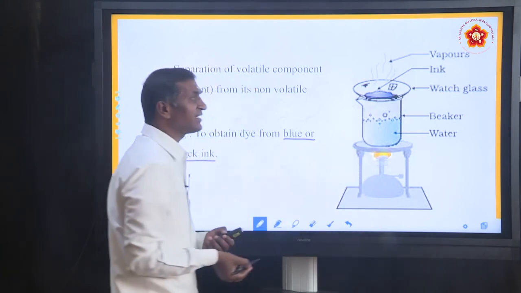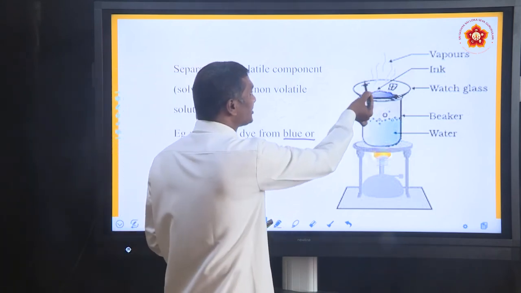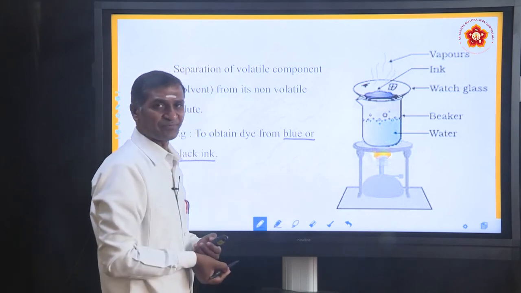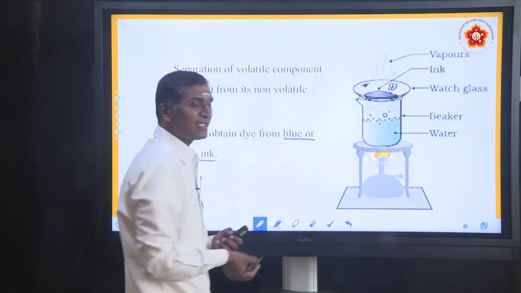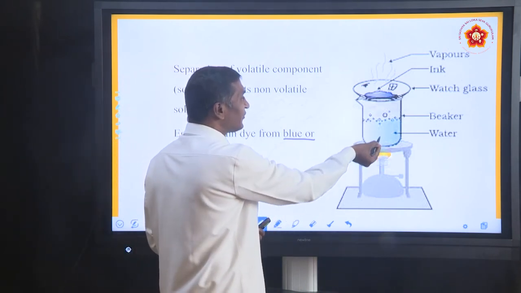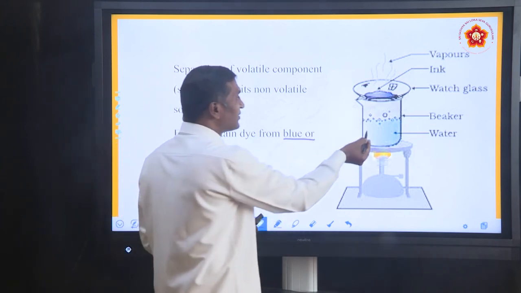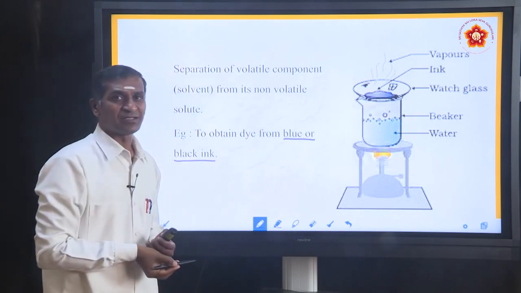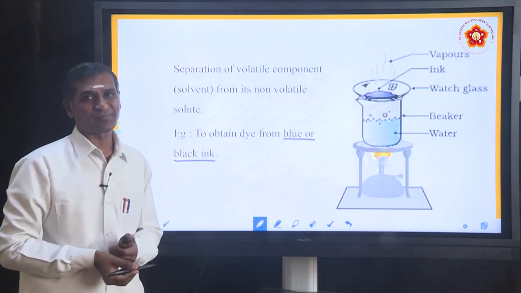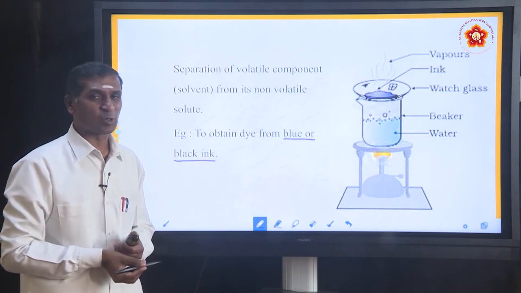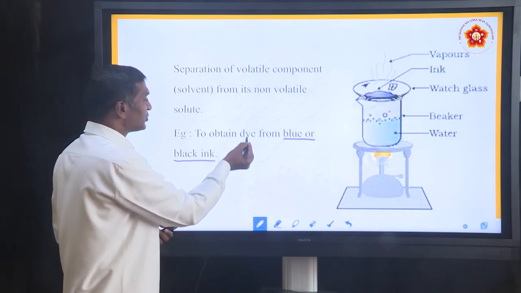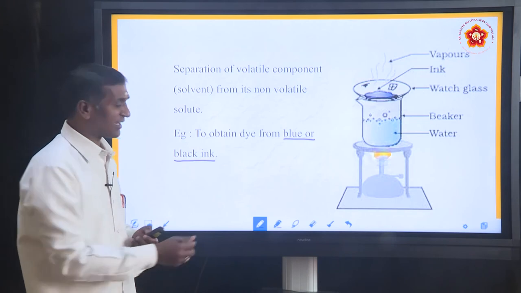Start to heat the beaker which contains water and is covered by a watch glass having blue or black ink. With the help of the Bunsen burner, you start to boil, heating it by placing it on a tripod stand with a wire gauze. You can observe the water get vaporized, and the vapors settle at the bottom of the watch glass. That heat is absorbed by the ink and it separates the dye from the ink, which may be blue or black. So this is one of the methods, mainly evaporation, that is used to obtain the dye from blue or black ink.